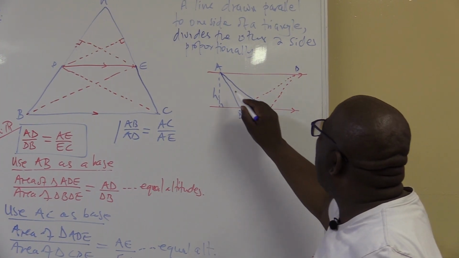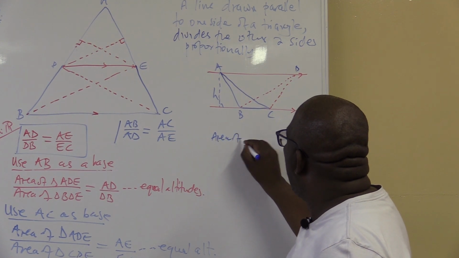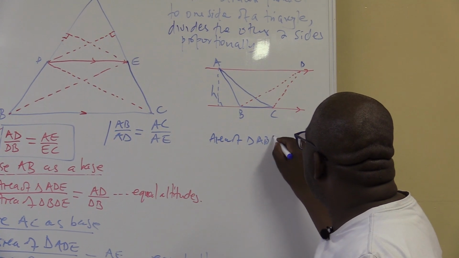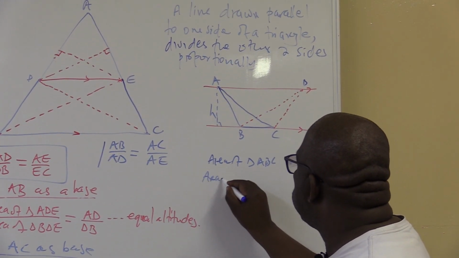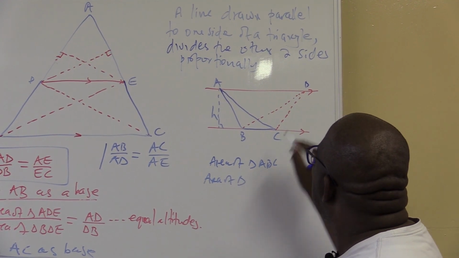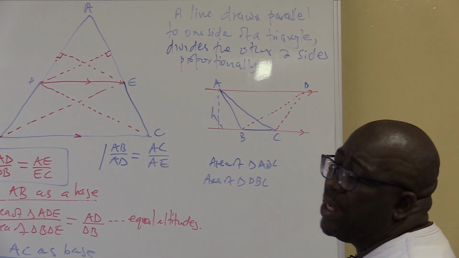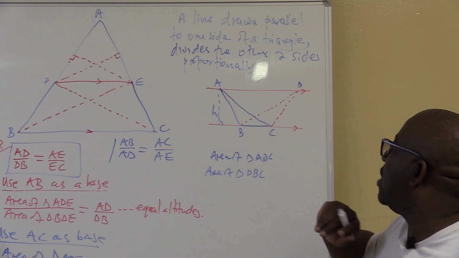Now, I'm looking for the area of triangle ABC, and I also want us to look at the area of triangle DBC. Those two triangles are important for us to get to the theorem.